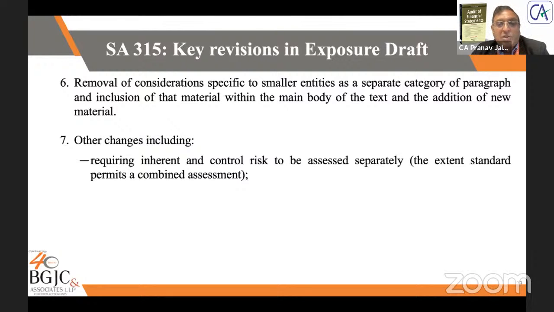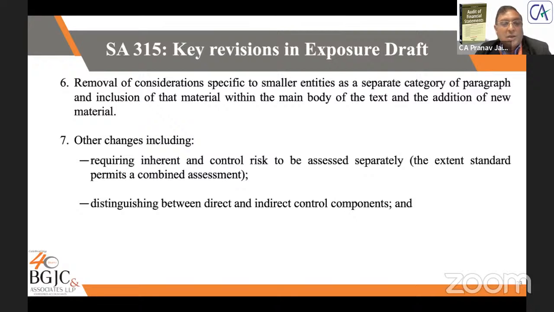requiring inherent and control risks to be assessed separately. Presently, the present standard allows a combined assessment of inherent and control risk, and then talks about distinguishing between direct and indirect control components. So a direct control is a control which is precise enough to address the risk of material misstatement, whereas the indirect control supports the main control. To give an example, segregation of duties is a direct control, and promoting a culture of integrity and ethics is an indirect control, which supports the direct control, segregation of duties, but it is not a sufficient control to address the risk of material misstatement.